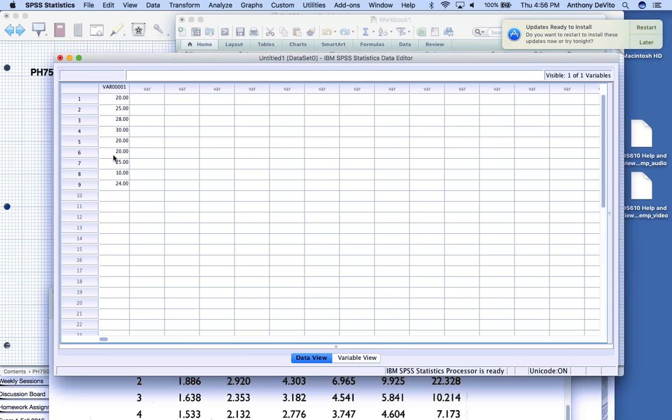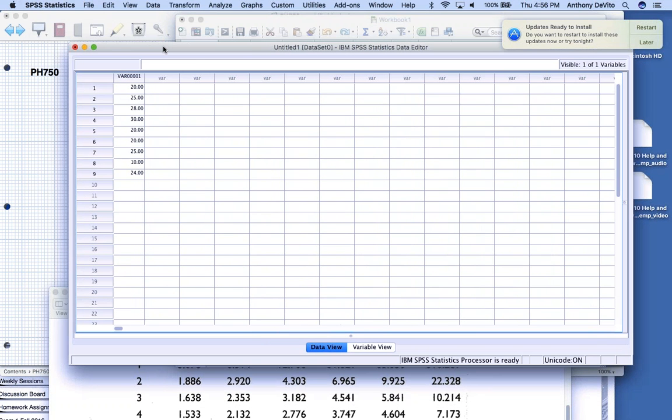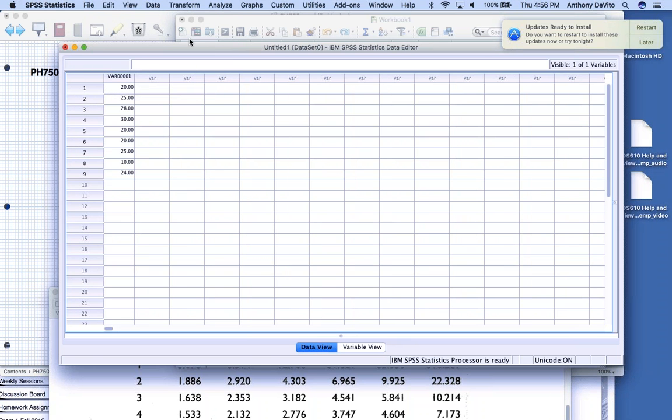Unfortunately, SPSS doesn't follow the rules, so I can't expand this window. I can't blow up this window. So it doesn't give me a chance to do that. Okay, so now I want to calculate the same statistics that I did before.